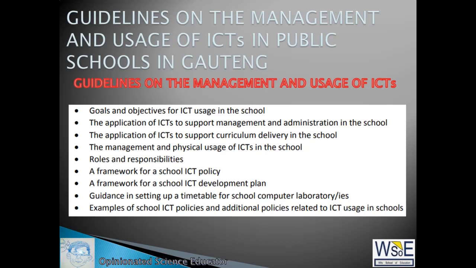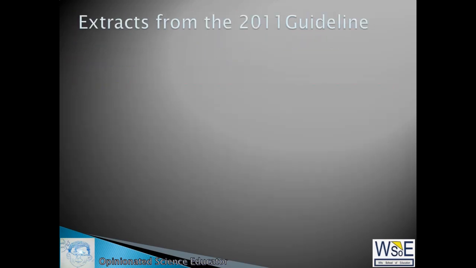As you can see, it provides goals and objectives, the application of the ICTs to support management and administration, then the applications of ICTs to support curriculum delivery in the school, the management of the ICTs in the school, roles and responsibilities, a framework for the school ICT policy, and a framework for the ICT development plan. And then there is guidance in setting up a timetable for school computer laboratories that include the community being able to engage and use the computers. And then finally, there are examples of school ICT policies and additional documents.